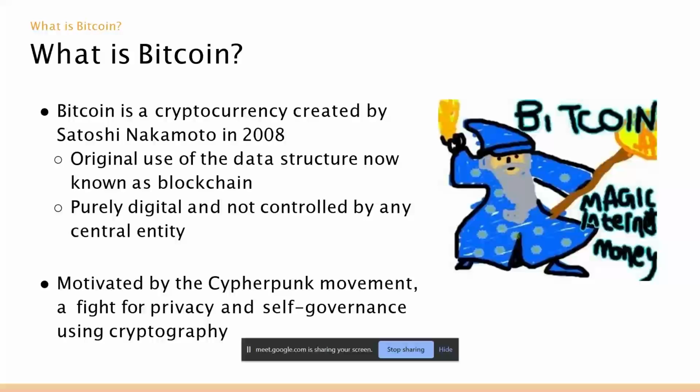Also, it is motivated by the cypherpunk movement, a fight for privacy and self-governance using cryptography. So in cypherpunk, if you look, it was a movement for privacy. From here the idea of Bitcoin came: why not eliminate the middleman or any other, like a bank, who has to validate the transactions? Instead we can put our transactions in an open community and everyone can validate what's going on.